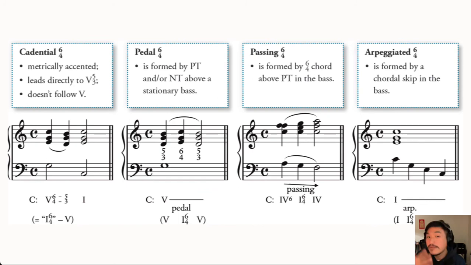The passing 6/4, it's a passing motion in the bass, right? Formed by a 6/4 chord above a passing tone between two harmonies. And then finally, the arpeggiated 6/4 is formed by a chordal skip in the bass, right? So because I'm arpeggiating through the chord, do, so, mi, do, for example, once I land on sol, it technically is a 6/4 chord, right? But to explain that, we're just saying, hey, this is part of an arpeggio. This is just an arpeggiated 6/4 chord.